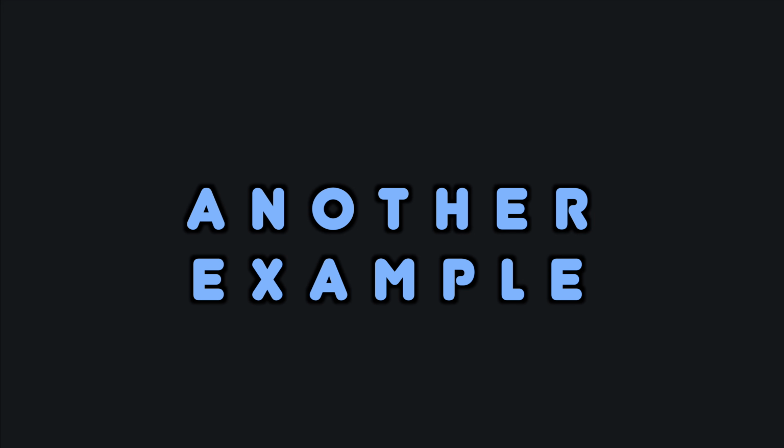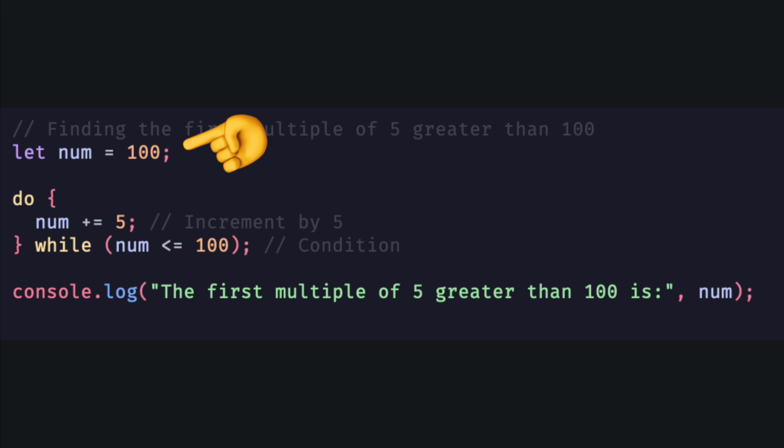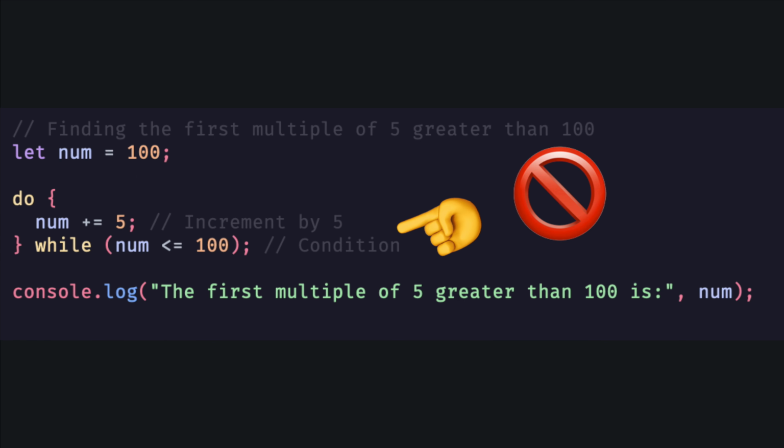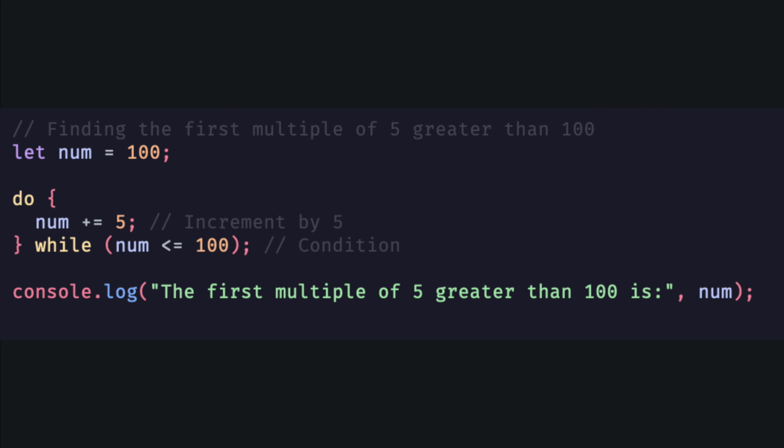Let's have another example. In this example, we initialize a variable num and set it to 100. The loop increments the number by 5 in each iteration until the condition becomes false. The loop will stop when the number is greater than 100. The do-while loop is handy when you want to ensure that the code block runs at least once, regardless of the condition. It becomes useful in scenarios when the loop condition depends on the initial state of variables.